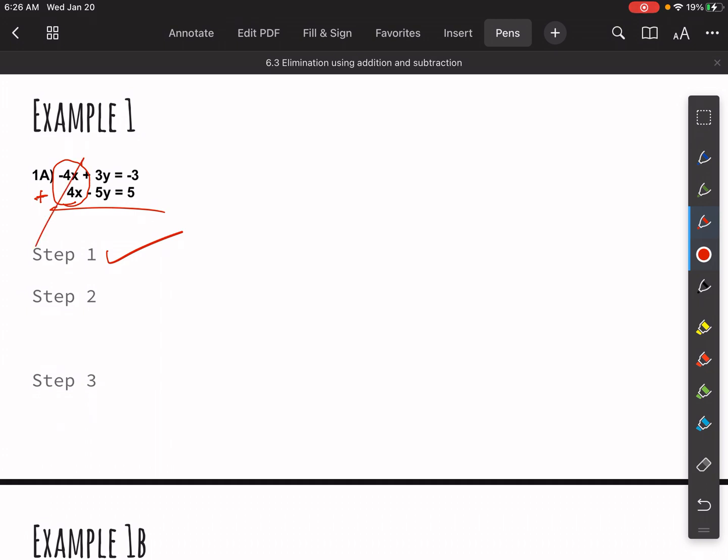This goes away. 3 plus negative 5 is negative 2y. Negative 3 plus 5 is equal to negative 2. Sorry, mistake, positive 2. So if I divide both sides by negative 2, I get y is equal to negative 1. Take that, plug it back into either one of these. I'll choose the second one here.